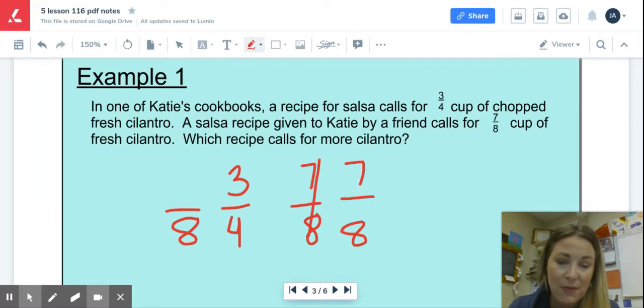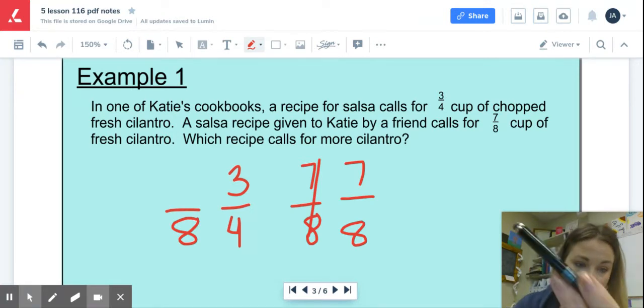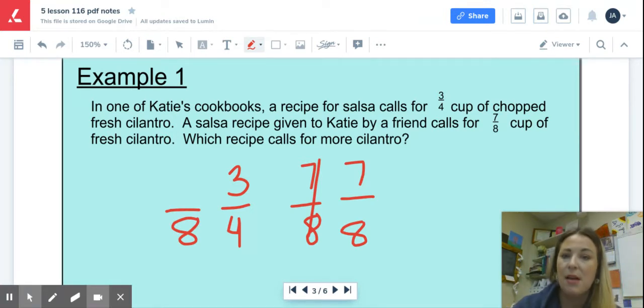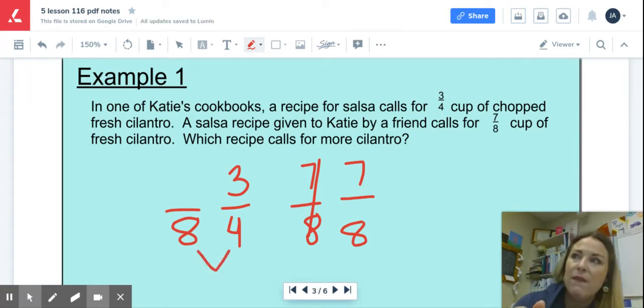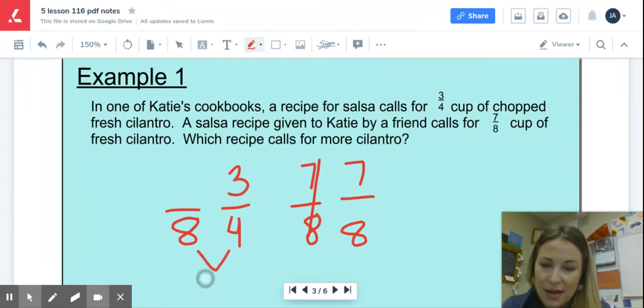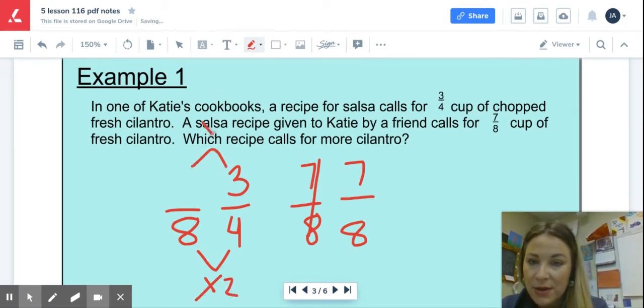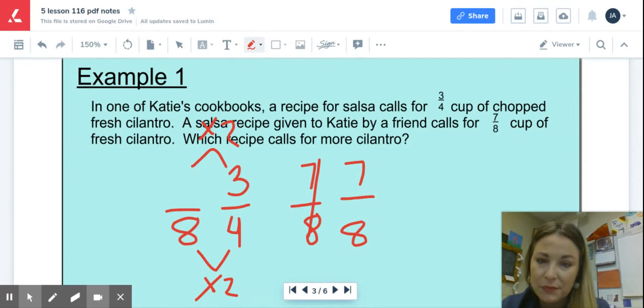So if 8 remains my denominator, my fraction stays the same. If I turn my denominator over here for my fraction of 3/4, I turn the denominator into 8. Now I have to do that thing where I'm asking myself, well, 4 times what is 8? And it's times 2. And I must do the same to my numerator on top. 3 times 2 is 6.